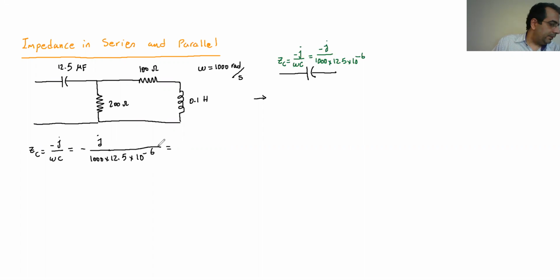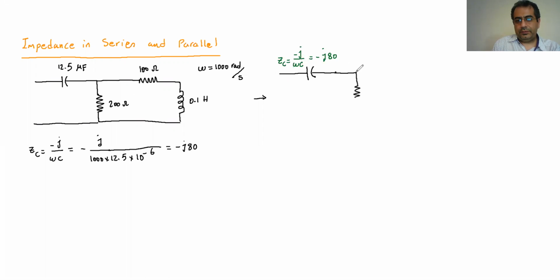And then if we do the calculation, it's going to become negative J80. So I will come here and write the final value, save the space. So it's going to become negative J80. So that's for the top capacitor that I have. Then I go next to this one.